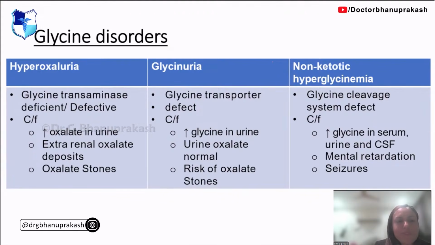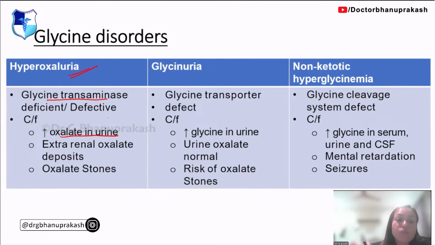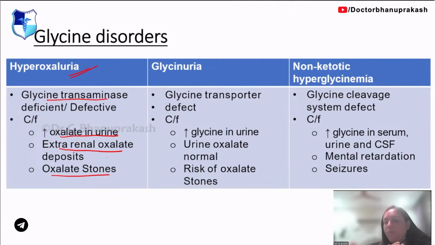Okay. Glycine. One is hyperoxaluria, also called primary hyperoxaluria. Defect, just cram the enzyme, glycine transaminase. Now understand the clinical feature. The name says hyperoxaluria. So increase oxalate in urine. Also oxalate is increased in any other part of body also. In kidney also. So there are extra renal oxalate deposits also and renal oxalate stones also. So everywhere in body there is high oxalate, in kidneys, oxalate stones, extra renal oxalate deposits and oxalate in urine. Okay, because there's excess in body, so it is coming in urine also.